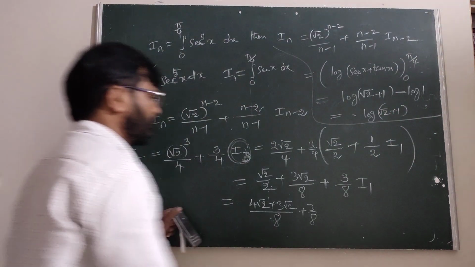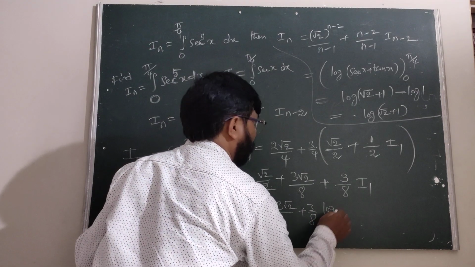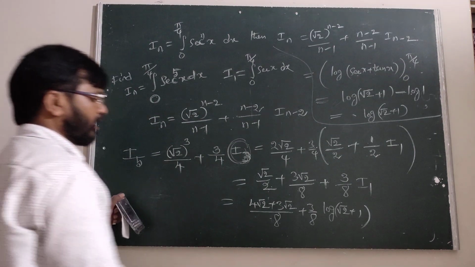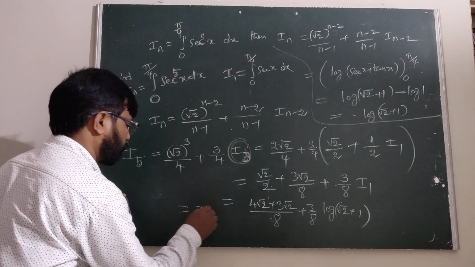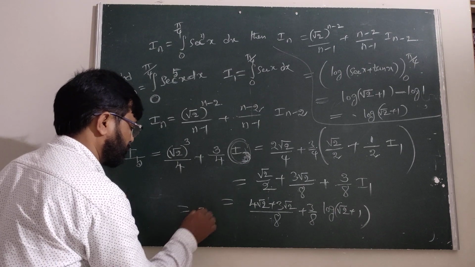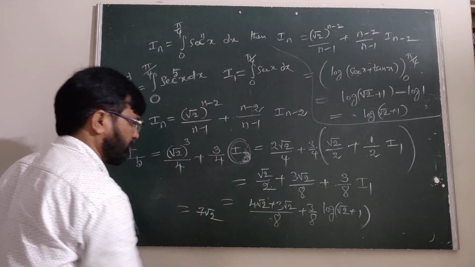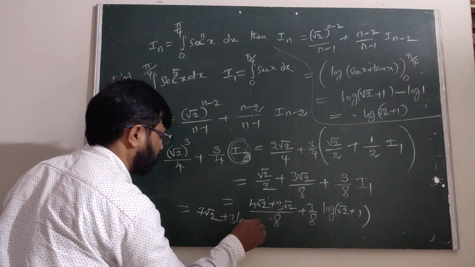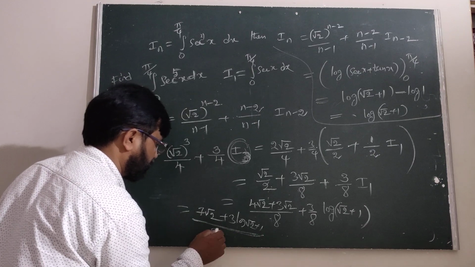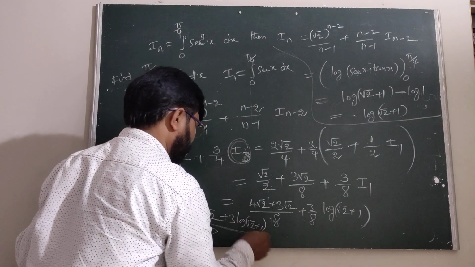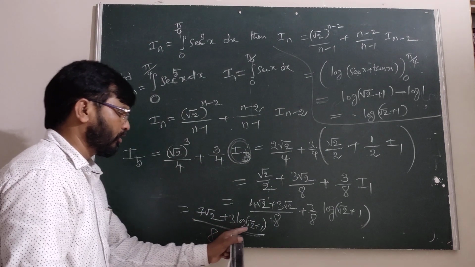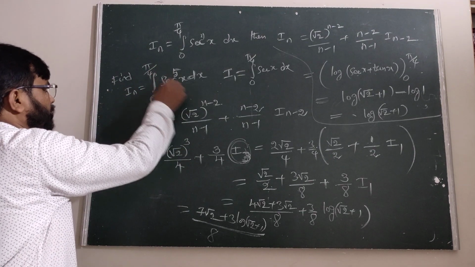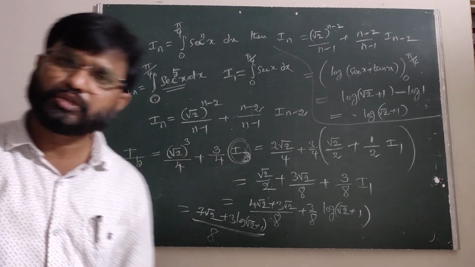Now we can write this as 3 by 8 into log of root 2 plus 1. Then finally, 4 plus 3 is 7 root 2 plus 3 log of root 2 plus 1 upon 8 is the answer. The LCM we are taking is 8. This is the value of the integral from 0 to pi by 4 of secant power 5x dx. Okay.